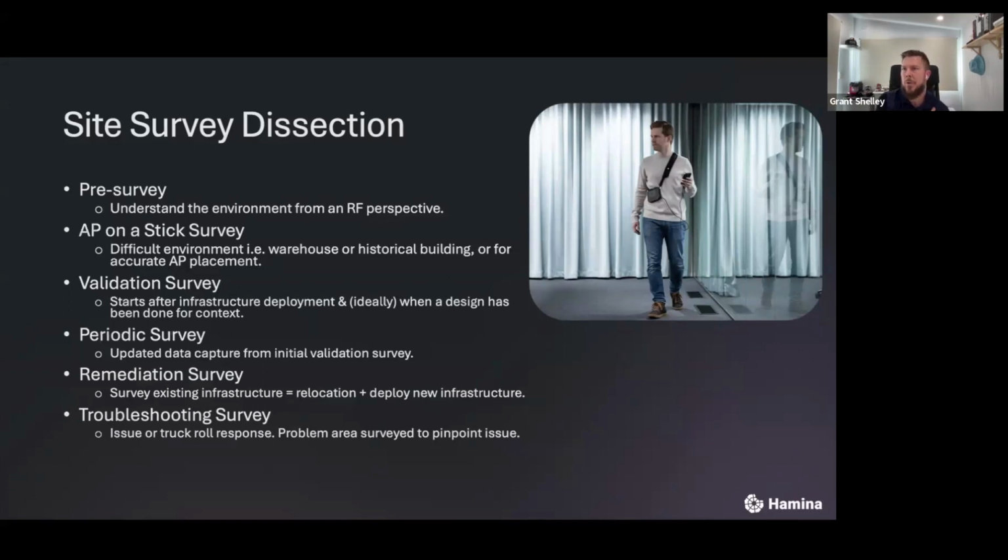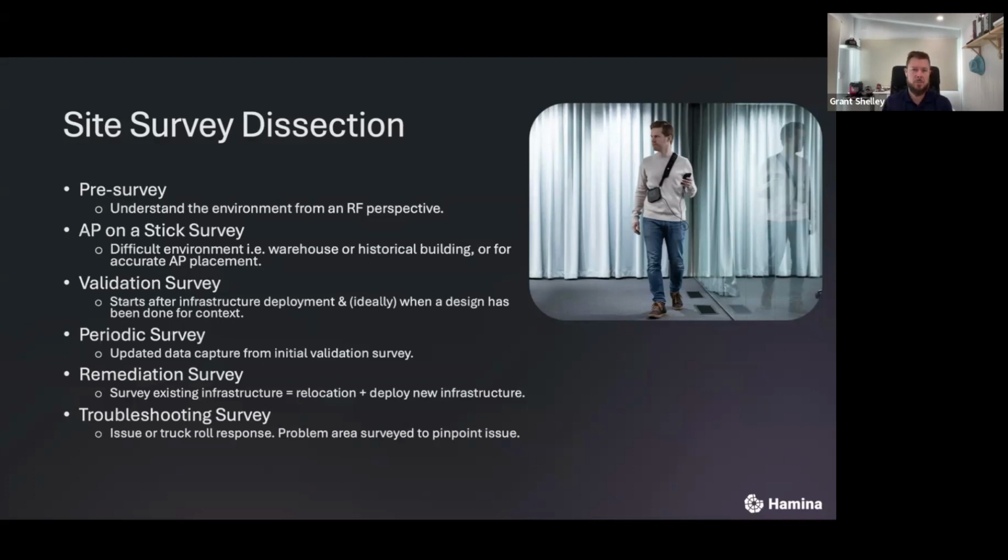So the pre-survey is a really good point there, because when we're doing an initial plan using Hamina Planner, we are doing it in a very static environment. So we don't have any neighboring networks or anything like that. We're not really simulating that. The pre-survey is a really good way to understand what the environment looks like, and we can also take data from that and help build our RF model. So that can be really handy when it's a tricky environment, or maybe a historical building, which we often come across in Australia.